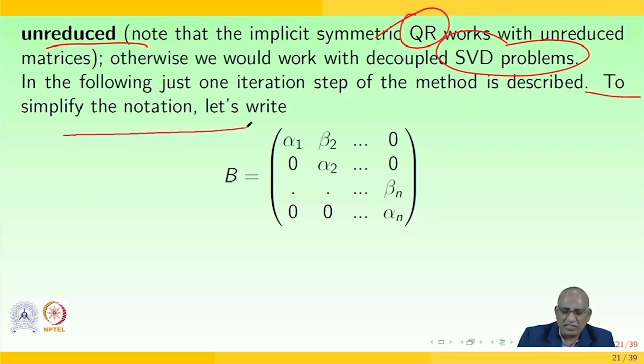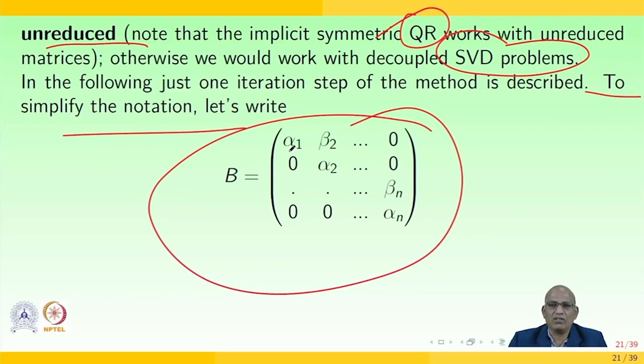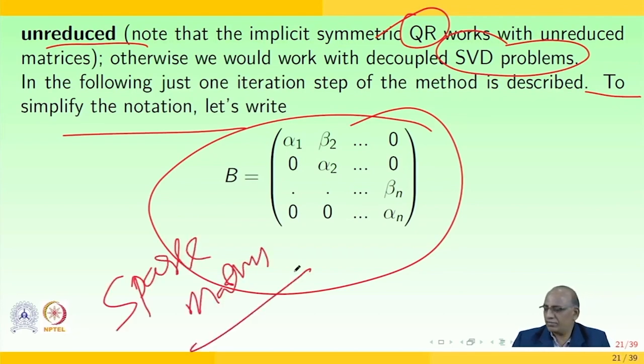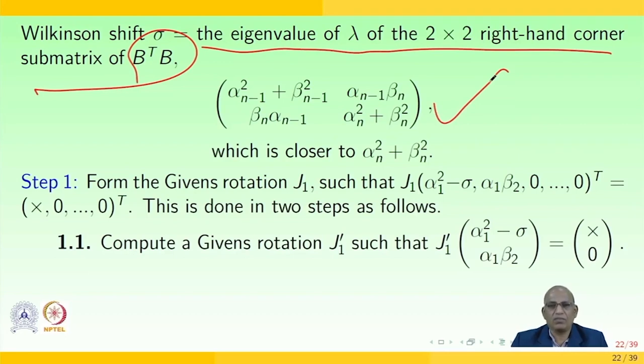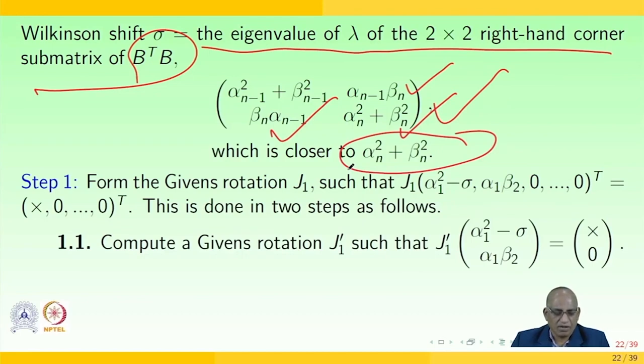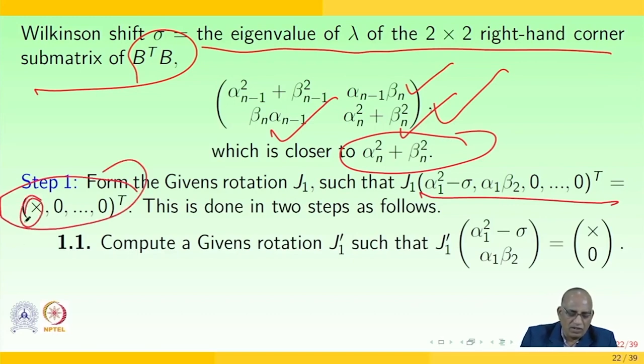To simplify the notation, we will have this matrix B equal to alpha 1, beta 2, etc., 0, alpha 2, etc. So the matrix B is again a sparse matrix. The Wilkinson shift, that is sigma, is the eigenvalue lambda of the 2 by 2 right-hand corner of matrix B transpose B, which takes this form: alpha squared n minus 1 plus beta squared n minus 1, alpha n minus 1 beta n, and beta n alpha n minus 1, alpha n squared plus beta n squared, which is close to alpha n squared plus beta n squared. And step 1 is to form the Givens rotation J1 such that J1 times alpha 1 squared minus sigma, alpha 1 multiplied with beta 2, 0, 0, etc. transpose, will be mapped to a non-zero value followed by zeros.